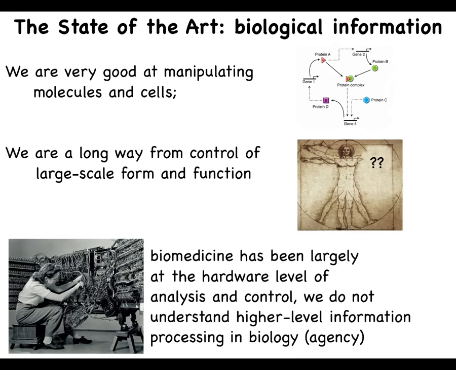So while we are, as a field, very good at manipulating molecules and cells, and so making these kinds of pathways, who interacts with whom, and so on, we're quite good at this. We're really a very long way away from predictive control of form and function. So if somebody's missing an arm, how do we convince the cells to regrow it, or explain the form to begin with? We have a lot of difficulty with that still.